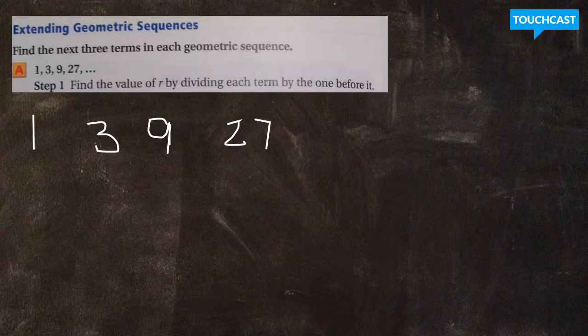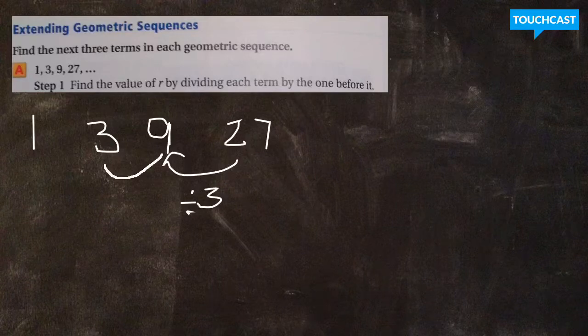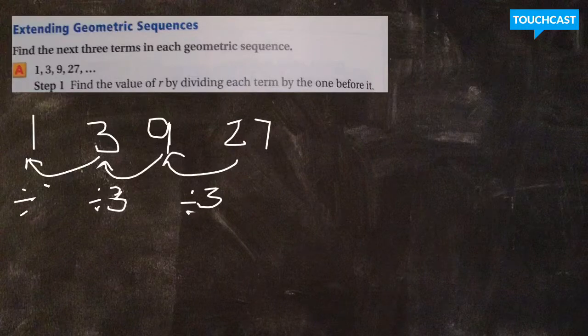What that means is we need to go backwards from 27 to 9. What do we have to divide by? Well, to get from 27 to 9, we have to divide by 3. Then from 9 to 3, we also have to divide by 3. And then from 3 to 1, again, we have to divide by 3.